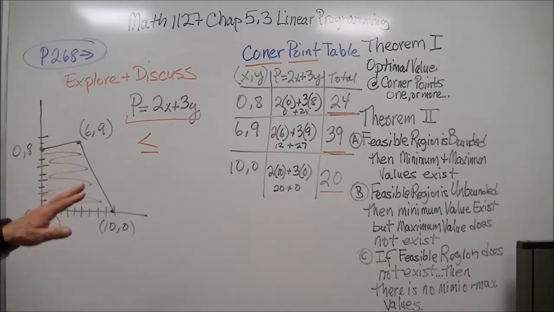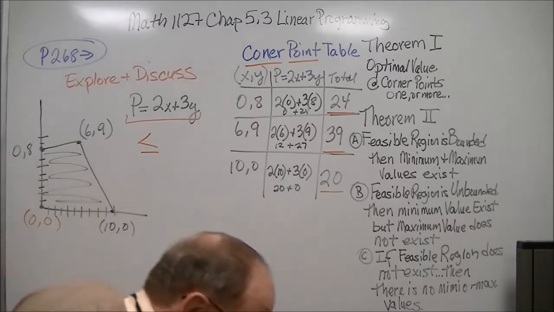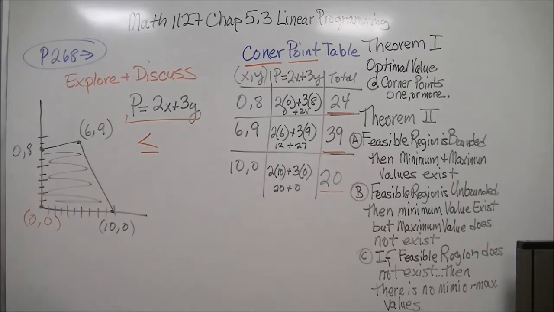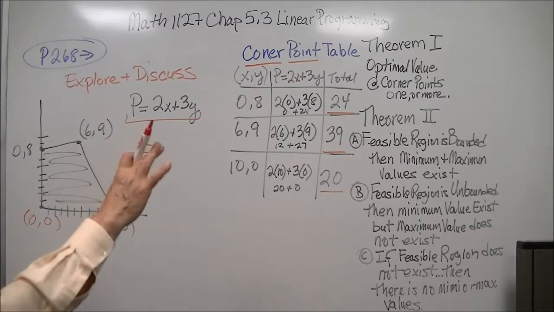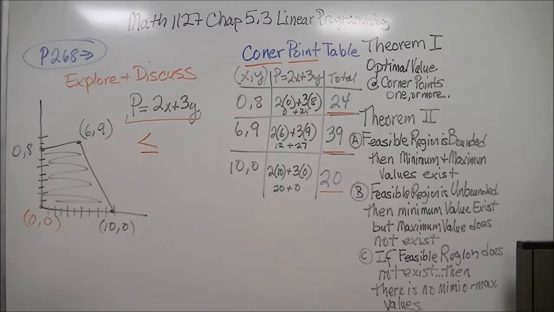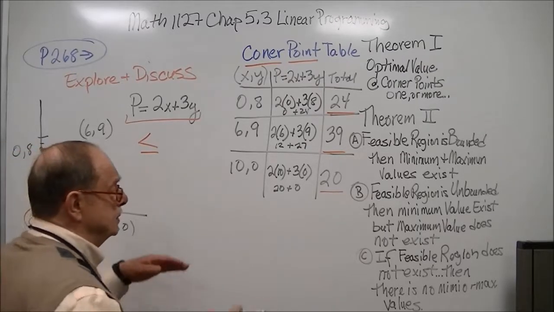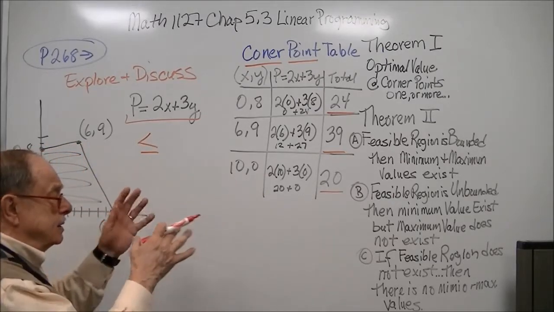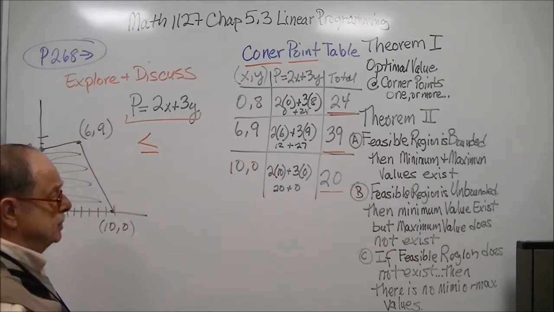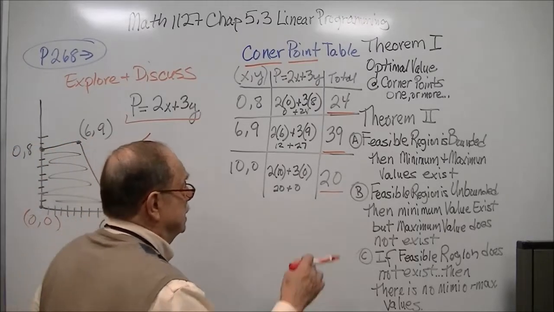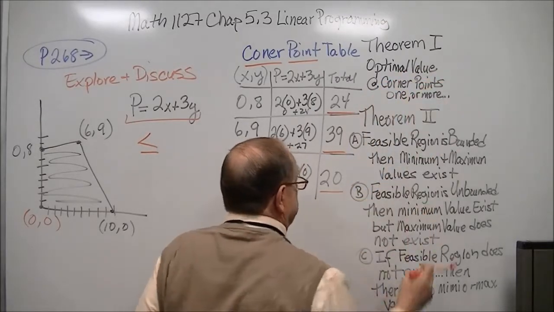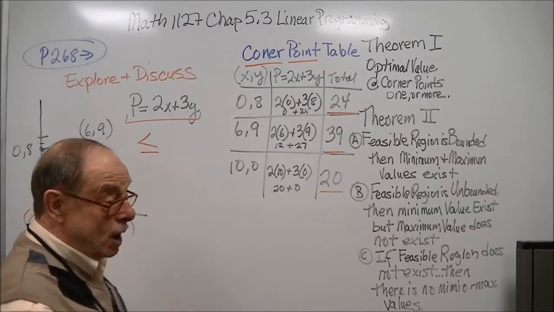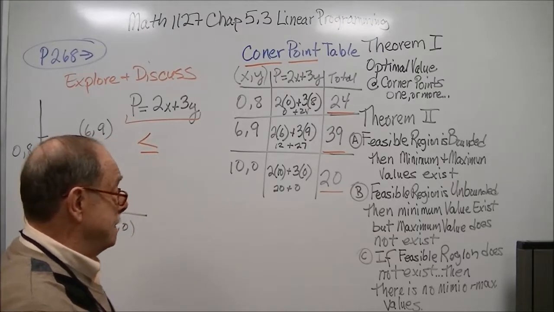But let's go on to some of the theorems that are listed on page 269, the next page. Theorem 1. Optimal values. Optimal values are sort of the best, taking into account various situations. So, generally speaking, your optimal values are at the corner points. They can be one or sometimes more.